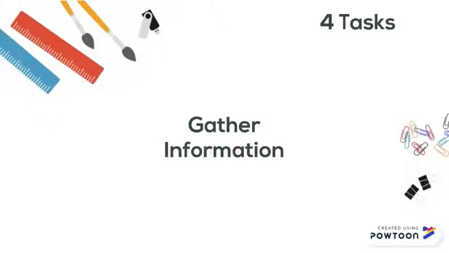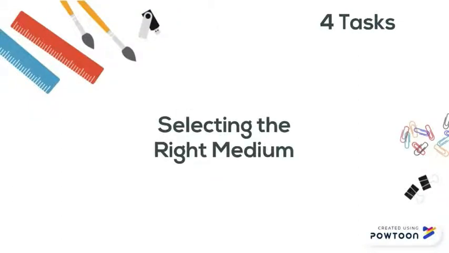Next, you need to gather information. Once your situation analysis is complete, you need to gather the information necessary to create a compelling, persuasive message. You'll learn more about the types of information to include in persuasive business messages and marketing and sales messages later in this video. Next is to select the right medium.